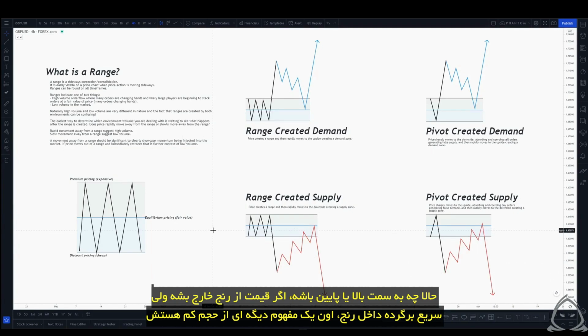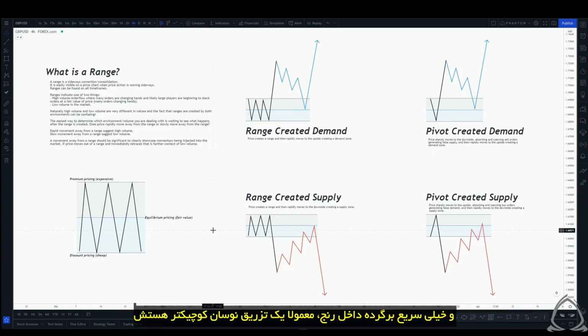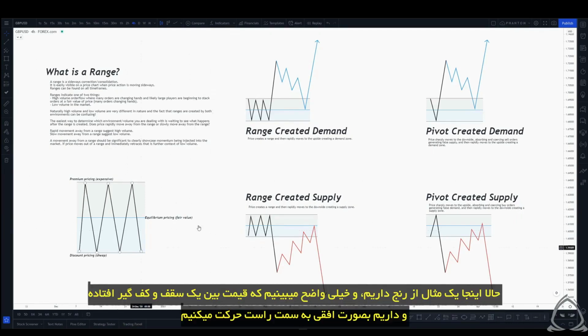If price moves out of that range and then immediately retraces, that's a further context of low volume. It might initially look like you have the willingness or an expansion out of that range, but if you don't see a whole lot of follow through and it just quickly comes back, generally speaking, that's a smaller injection of volatility, but generally speaking, not enough commitment to derive a supply or demand zone being created at that particular price point.